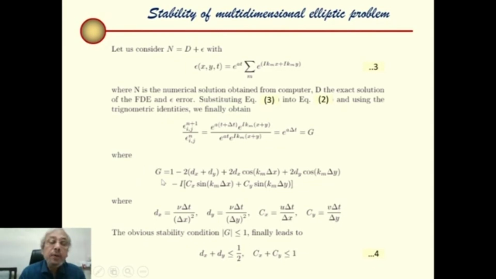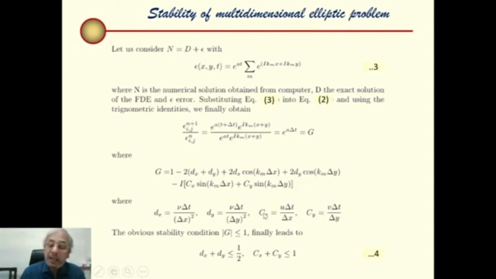And again, the modulus of g has to be less than or equal to 1. This will then pose the condition: modulus of 1 minus 2 dx plus dy plus 2 dx cos km delta x plus 2 dy cos km delta y plus this imaginary quantity. The entire expression under the modulus sign has to be less than or equal to 1.